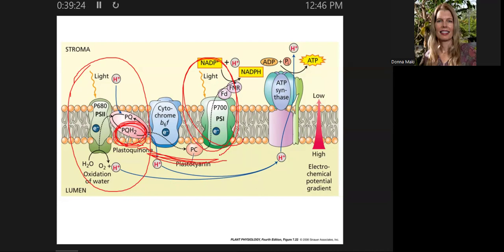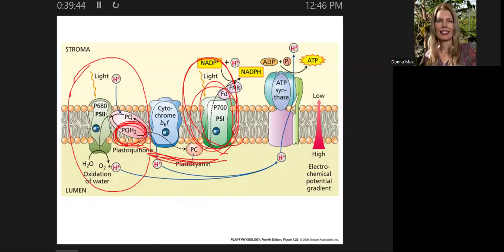If you have a lot of light energy hitting photosystem 2 and not much with photosystem 1, that means that you won't have photosystem 1 doing much of anything, which means PQH2, it's like it's getting backed up. The PQH2 can't donate off its electrons because everything is stalling out further down the line.